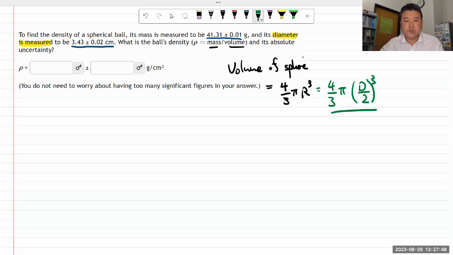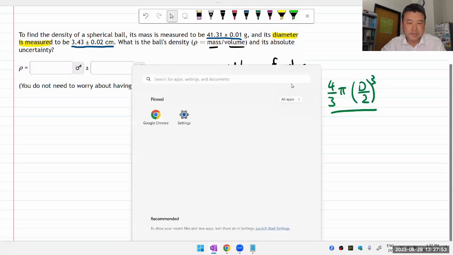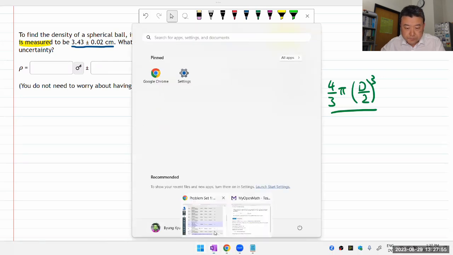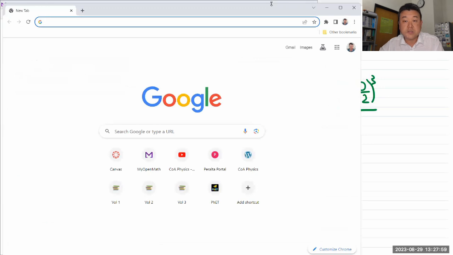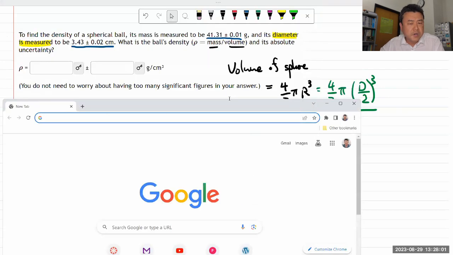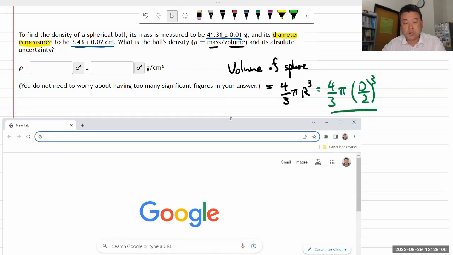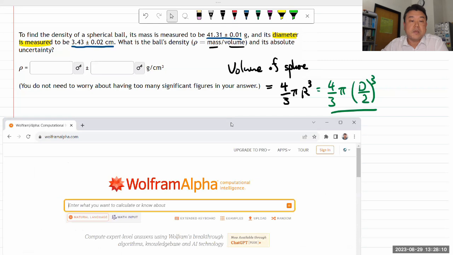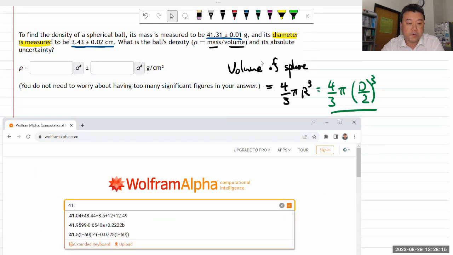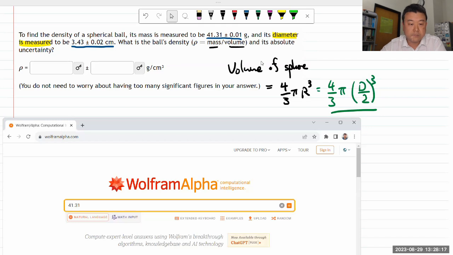Let me do this in Wolfram Alpha because it'll make it easier for me to plug in numbers, change things where I need to change. In the future, I want to show an illustration of Sage Math for more complicated expressions. For now, let me use Wolfram Alpha. So I'm given the mass. I'm going to use the best value given, 41.31. And I need to divide it by the volume of the sphere.